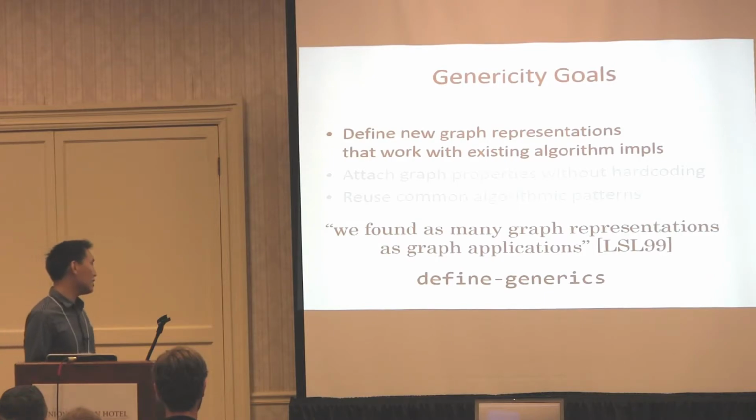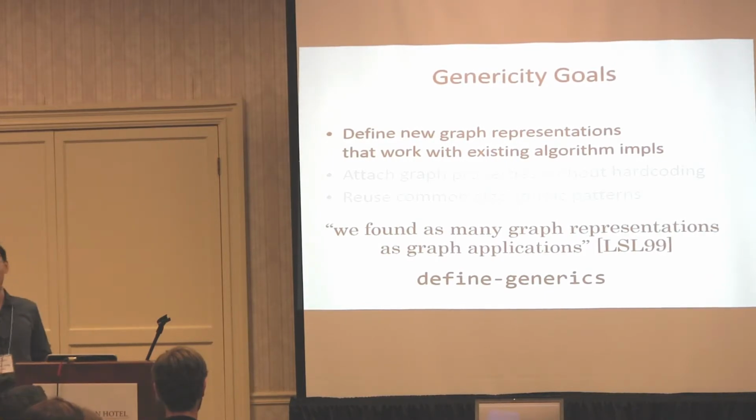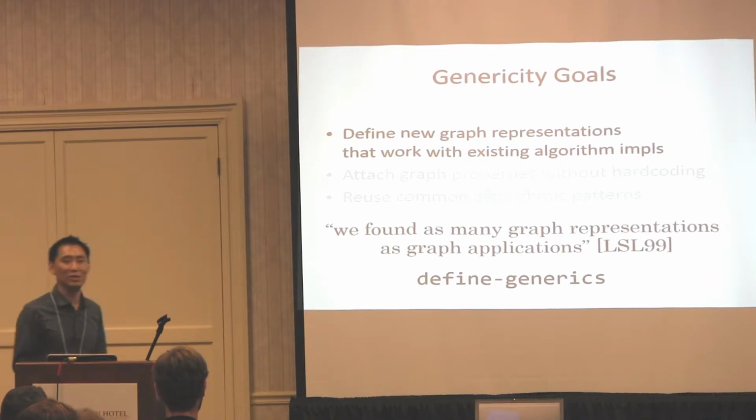So I wanted to be able to define new representations, and Racket made it very easy to do that, specifically define generics. Thanks, Vincent and Asumu. Am I missing anyone else?